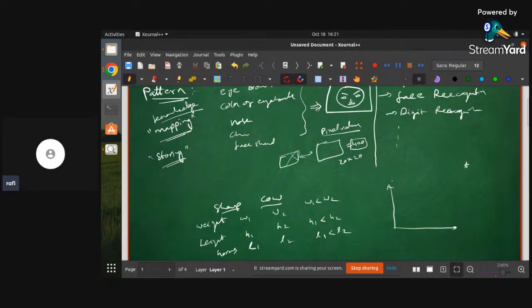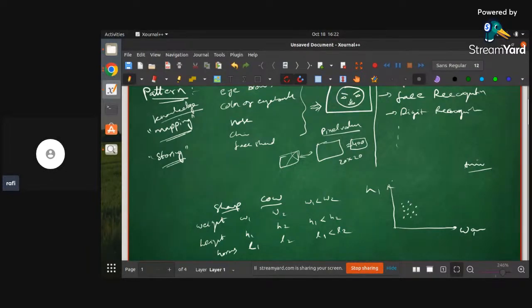For example, a new animal has come to you, and someone asks you to identify which animal it is among sheep and cow. If you plot this data on the x-axis and y-axis, for example, weight on the x-axis and height on the y-axis, these are two-dimensional. This forms a two-dimensional space, whose one axis is weight and another axis is height. So if you take all the weight-height combinations of different sheep, they all fall at one location.